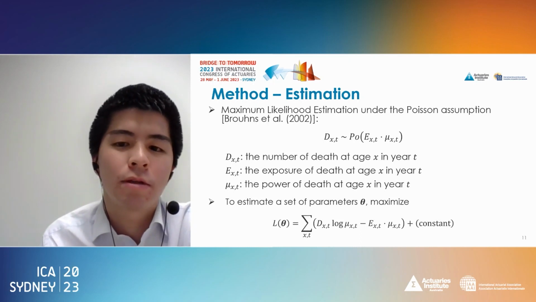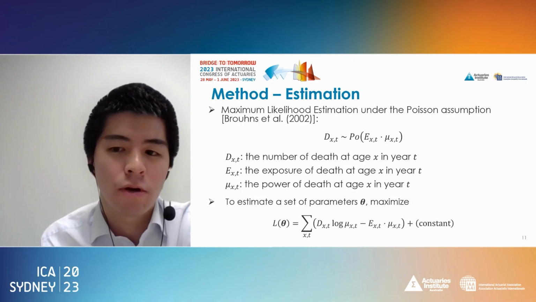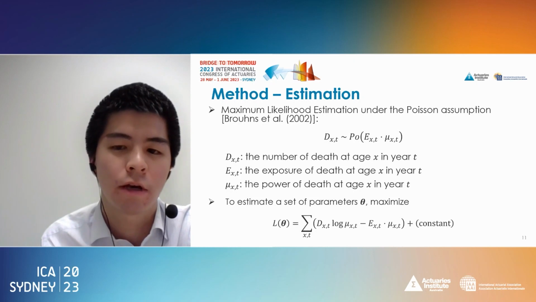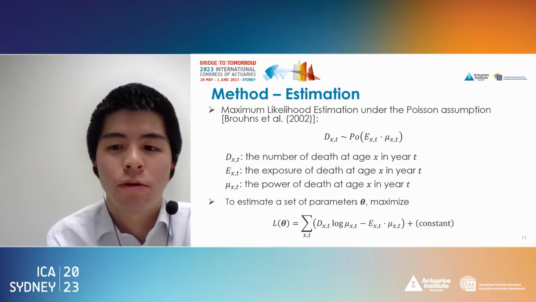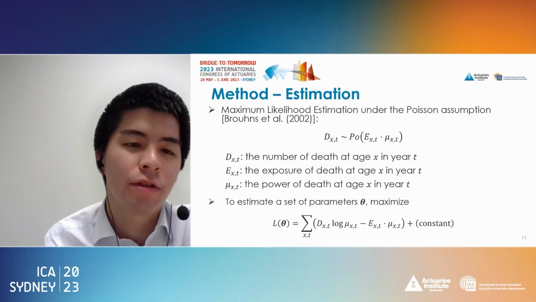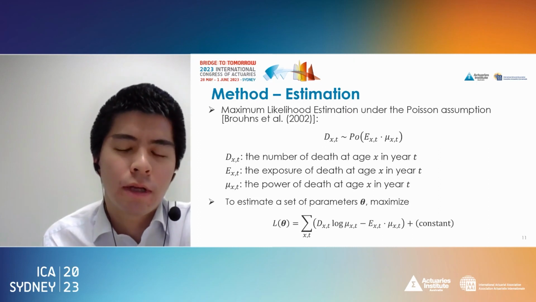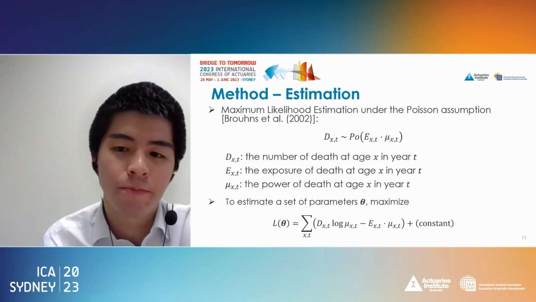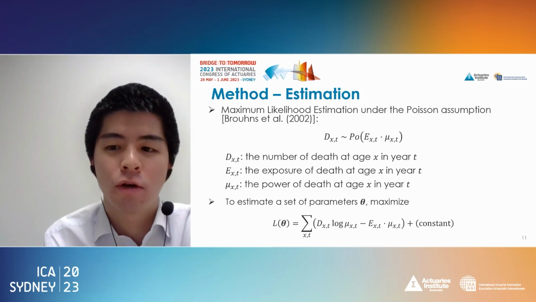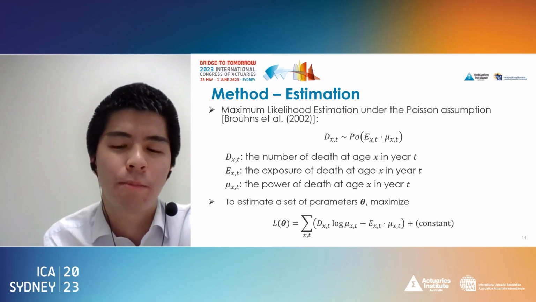To estimate parameters of the model, I use the maximum likelihood method under the Poisson assumption. I mean that the number of deaths follows the Poisson distribution, of which the average is expressed as the exposure to death times mortality. The function to be maximized is as shown in the bottom. Note that we can solve this maximization problem for each year t separately, because we assume that 5 parameters can vary for each year.